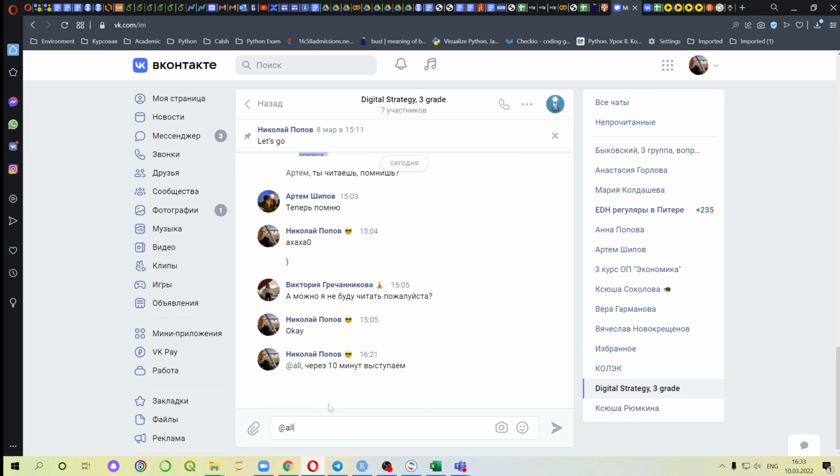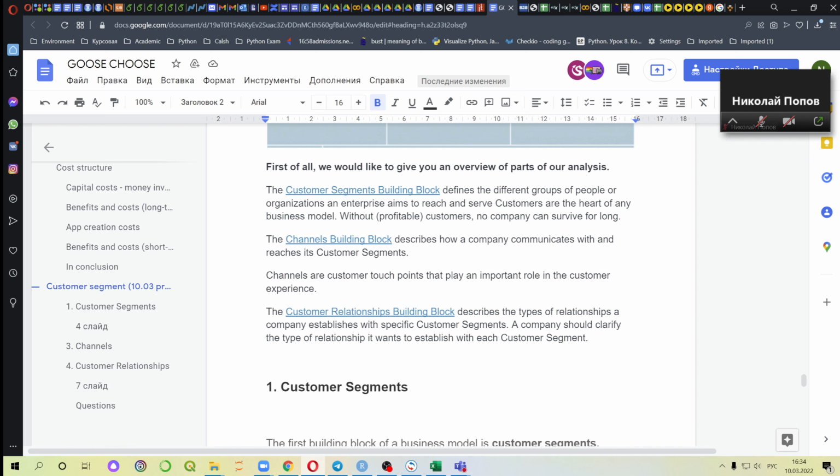The customer segments building block defines the different groups of people or organizations an enterprise aims to reach and serve. Customers are the heart of any business model. Without profitable customers, no company can survive.